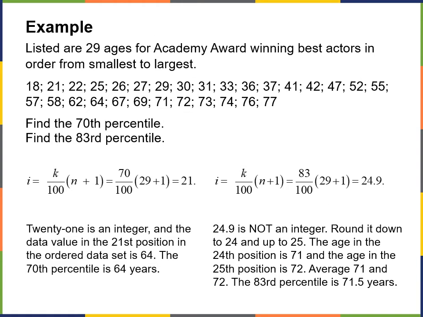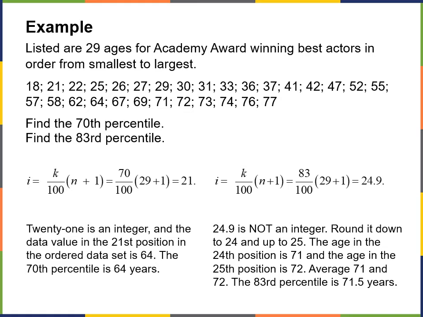Listed are 29 ages of Academy Award-winning Best Actors in order from smallest to largest. It really benefits you if you put your data values in order to find out their location. So this is a pretty important thing. In this case, smallest to largest. You could do the opposite. You could do largest to smallest, but usually smallest to largest would be your best bet. It makes your life a whole lot easier to calculate a lot of what we need to do here.